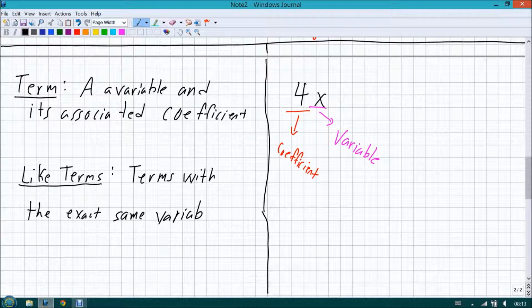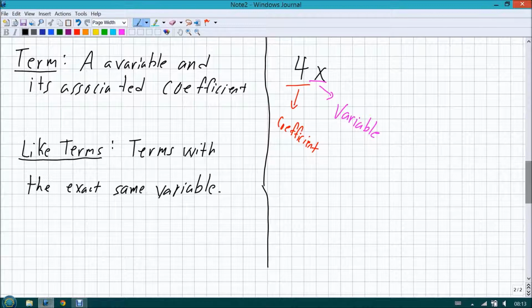So this one throws a wrench in the works because the variable has to be exactly the same for them to be like terms. So let's do some examples and determine if they are like terms. Example A, 4x and 2y. Are these like terms?